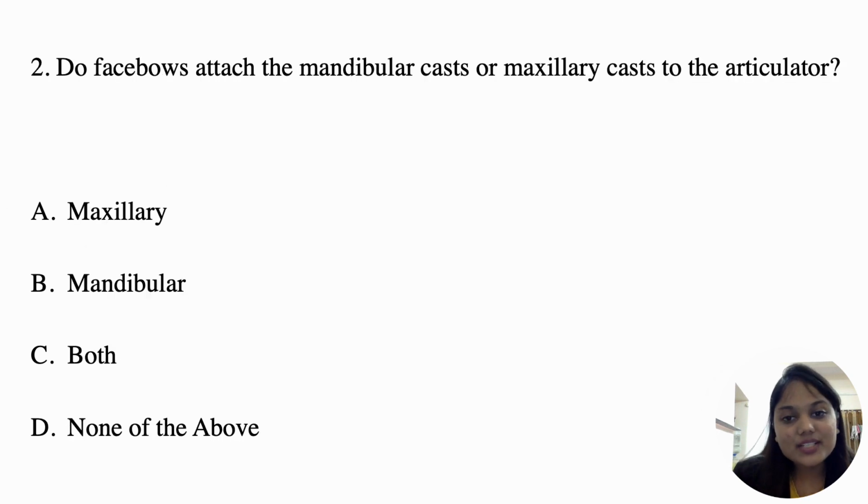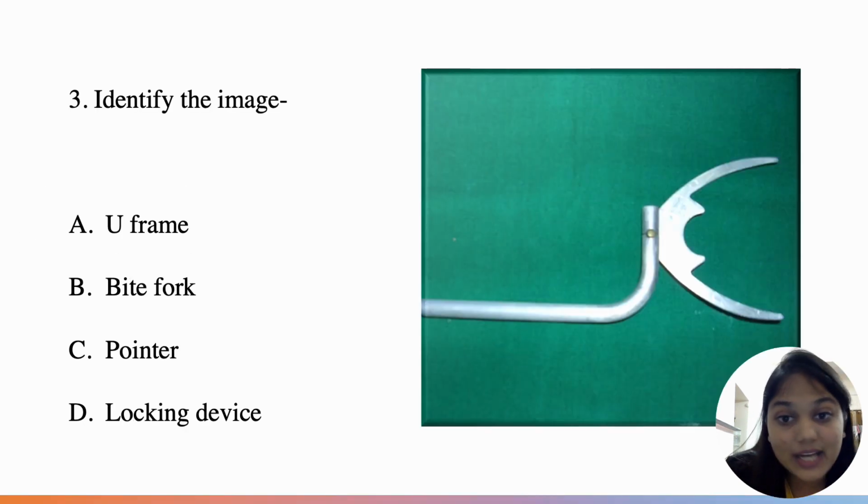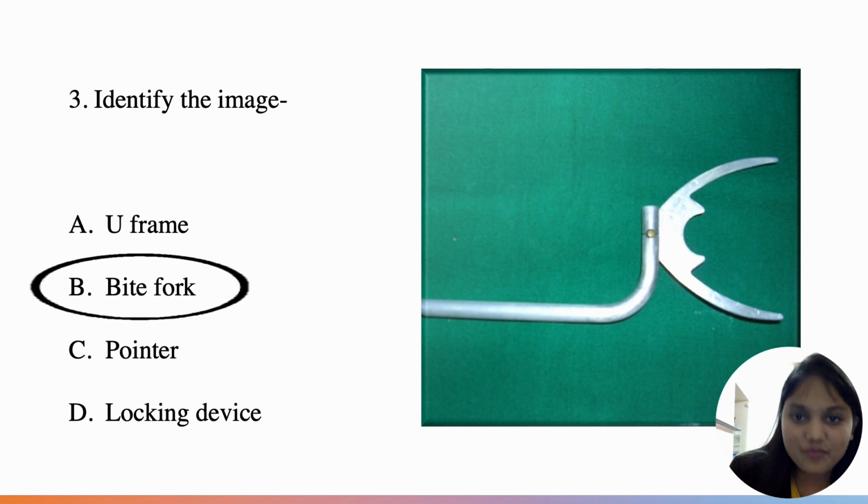The second question is, does the facebow attach the mandibular cast or the maxillary cast to the articulator? Very easy. I hope even a first week postgraduate can answer this. That is definitely the maxillary cast. Now the third and last question is, identify this image. I hope even this is very easy. This is a bite fork. This is an edentulous bite fork, to be more specific.